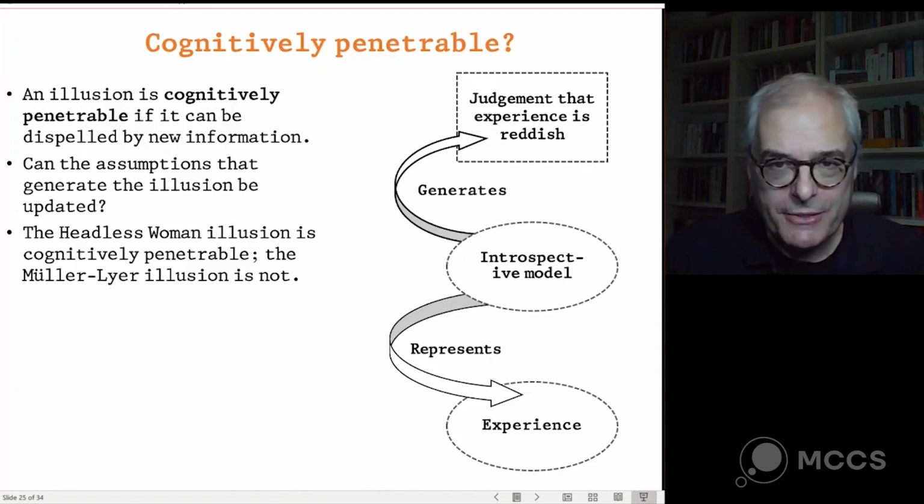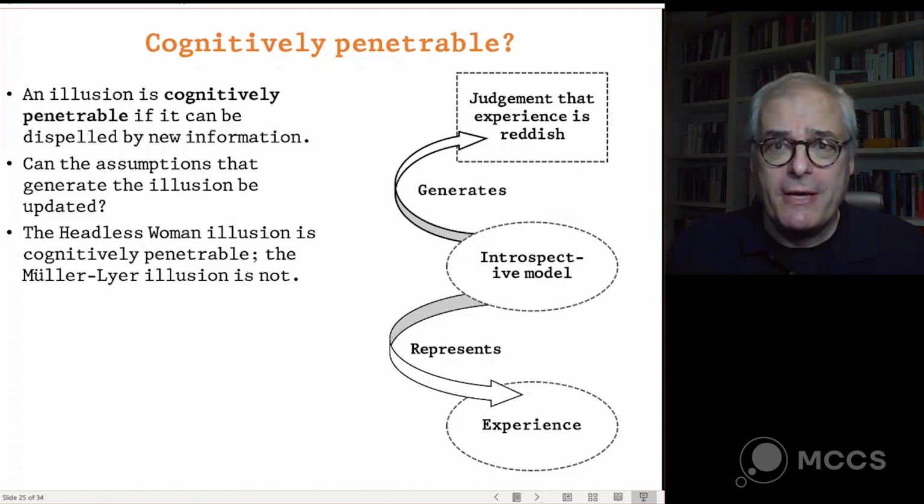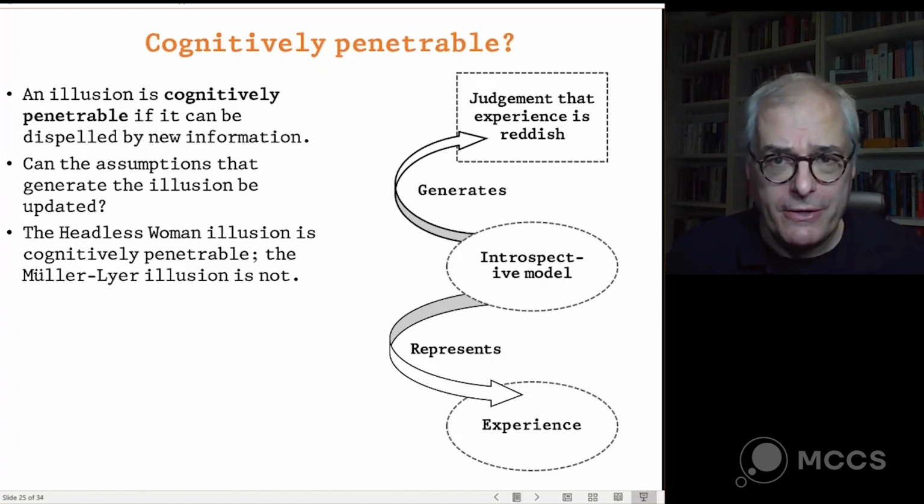The Muller-Lyer illusion, on the other hand, that's the one with the two lines with the arrowheads pointing in different directions, is not cognitively penetrable. Even if you're told that the two lines are of exactly the same length, and even if you measure them yourself and convince yourself completely that they are the same length, they're still going to look like different lengths. The one with the inward pointing arrowheads is still going to look longer. And that's because the assumptions that generate the illusion are built into your visual processing system.